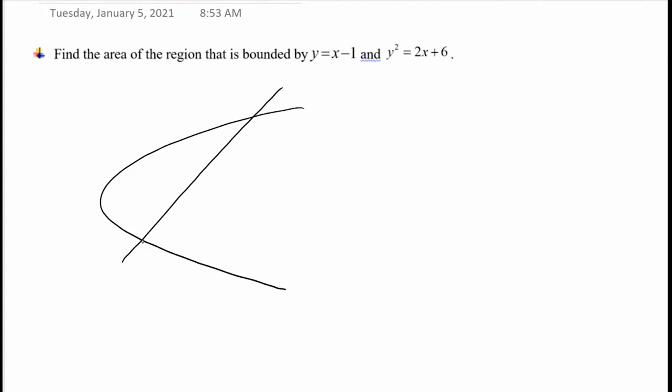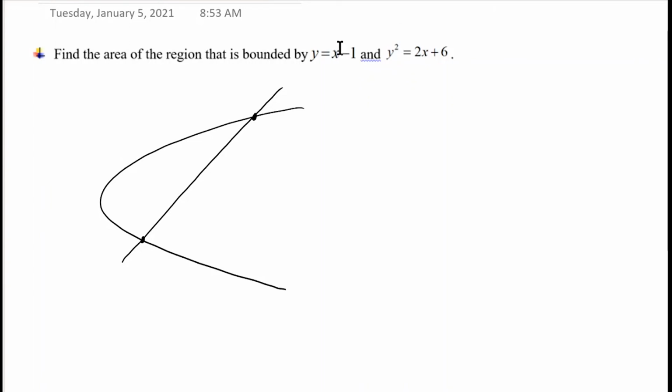First things first, we need to find the intersection of these 2 points. Because when we say integral, the limits of integration are the x values of this. You know what I'm saying? So how do we find the intersection of these 2?